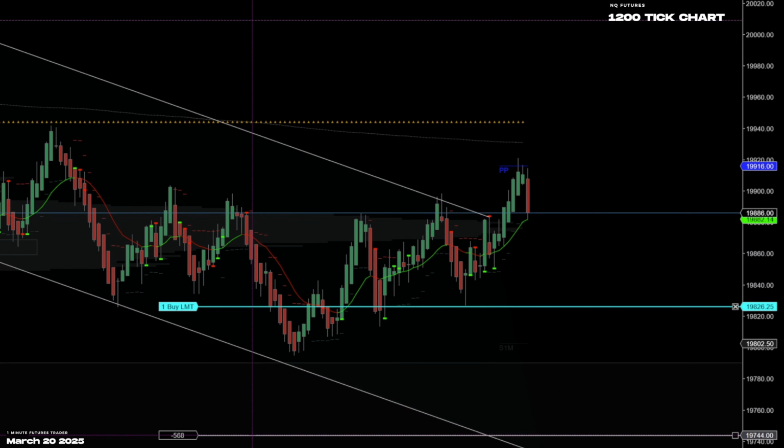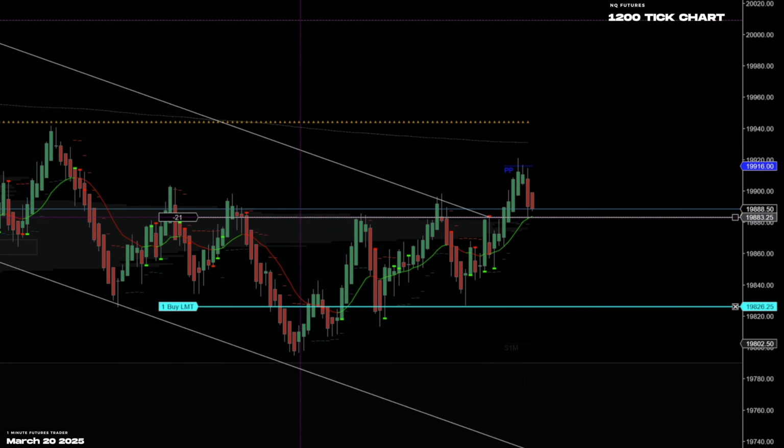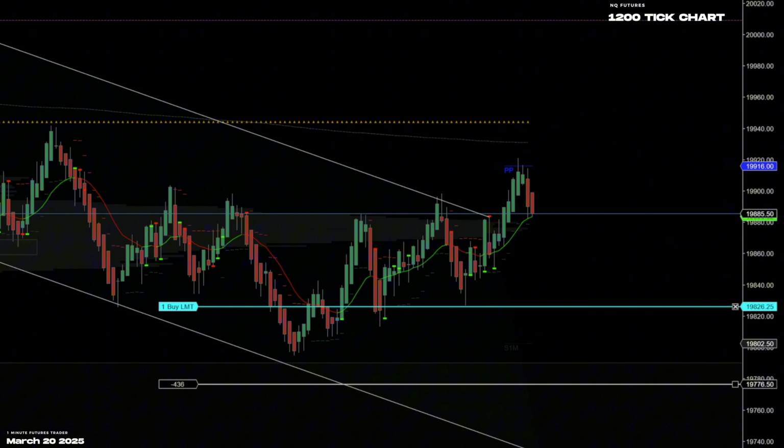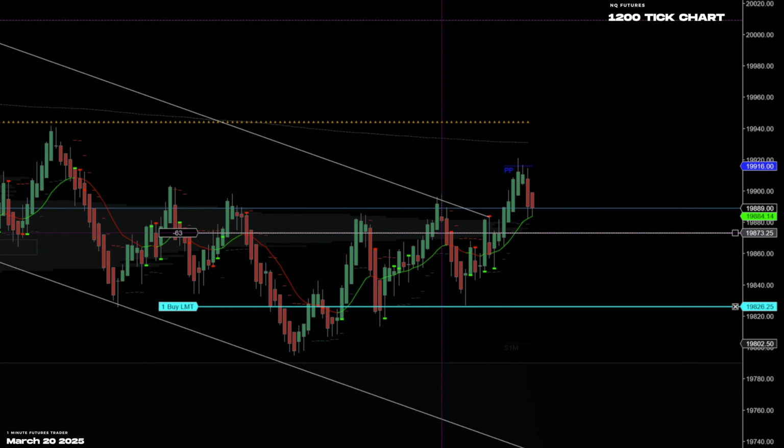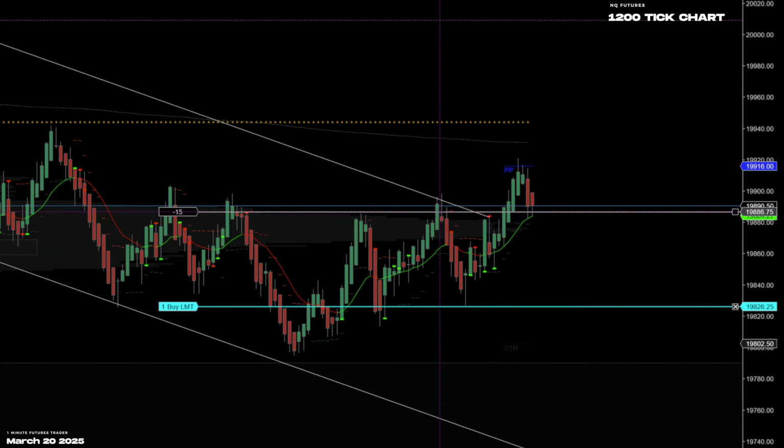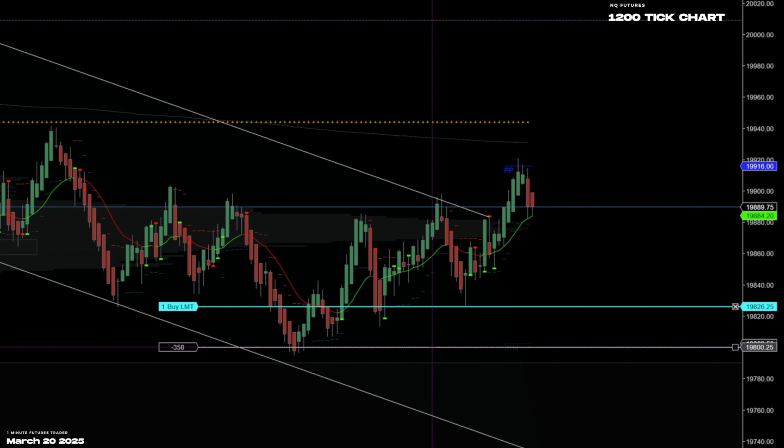Okay, now they are testing the bottom of that move, which is also the top of that down channel. So it can be a good pullback area if the buyers can hold that level. I'm going to wait to see that bar close.